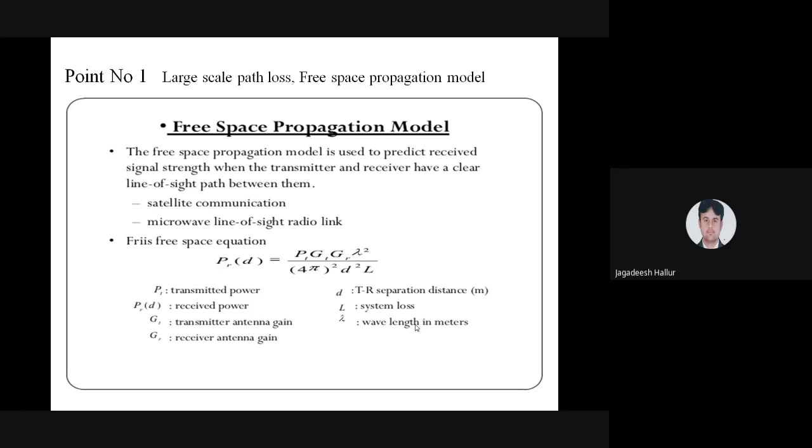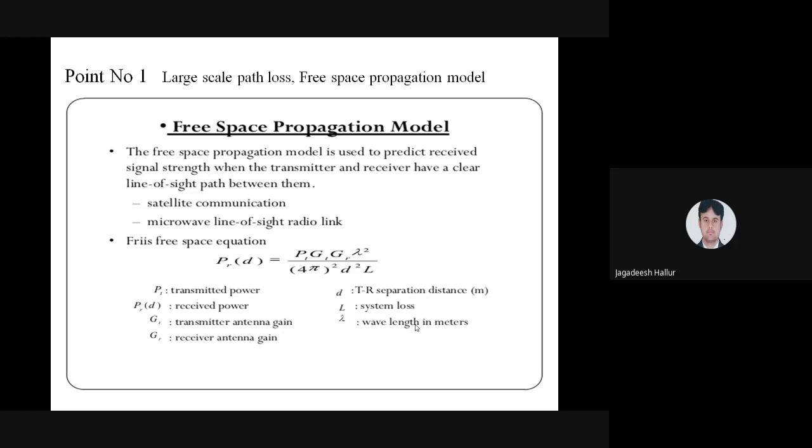How to calculate lambda? Anyone knows the formula? Calculation of lambda, that is wavelength. Lambda is equal to c by f. Very nice. The c is the speed of light, the velocity of light, that is 3 into 10 raised to 8. The value of c is constant, 3 into 10 raised to 8. He has given a frequency, and based on that frequency you have to calculate the value of lambda.